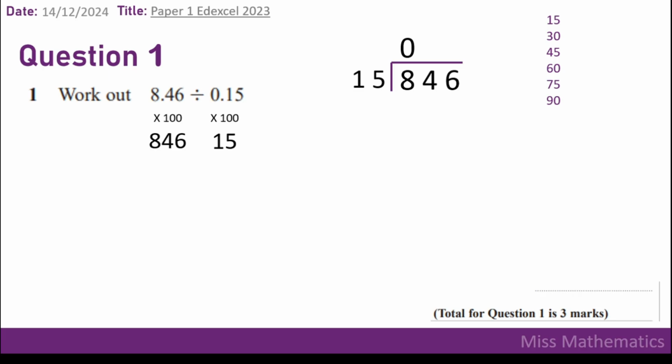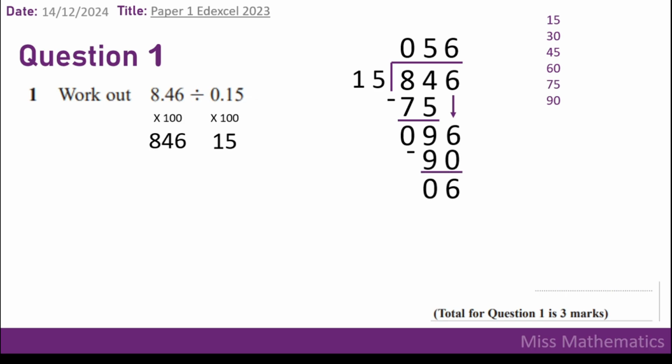And then we do 15 goes into 84 5 times, because 75 is less than 84, but we have a remainder of 9. I'm doing the long division method, but it also works with short division. 15 doesn't go into 9, so we have to bring the 6 down, and 15 goes into 96 6 times, because 15 times 6 is 90, and the remainder is 6.